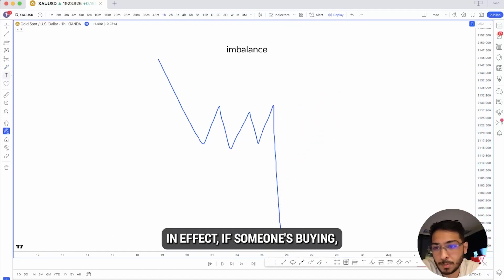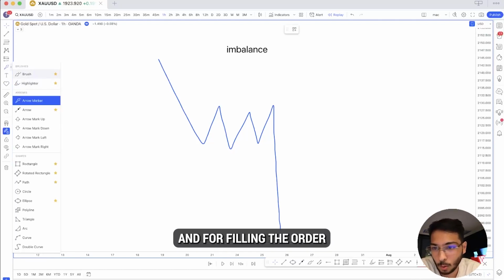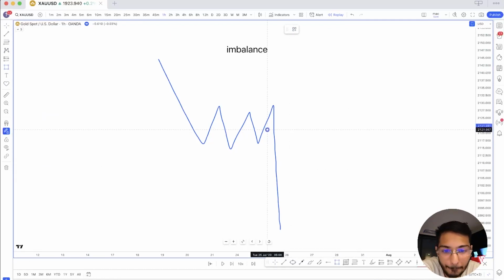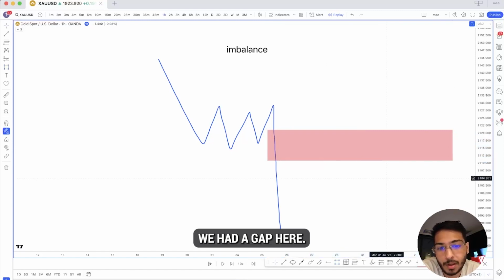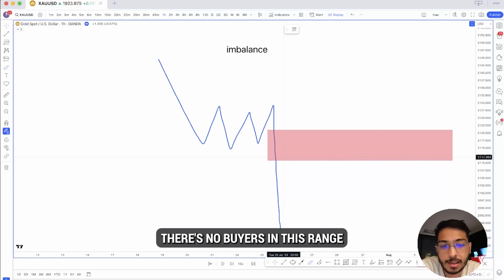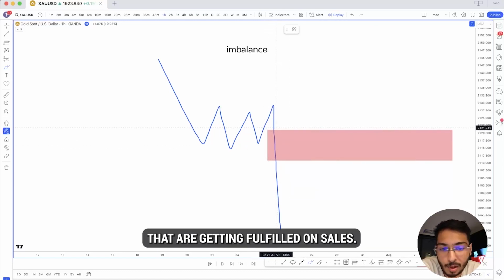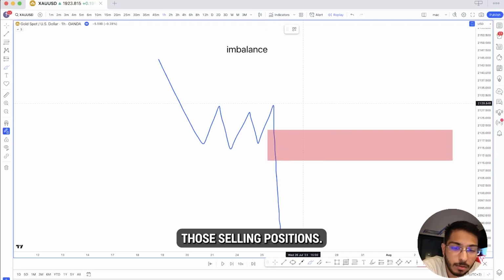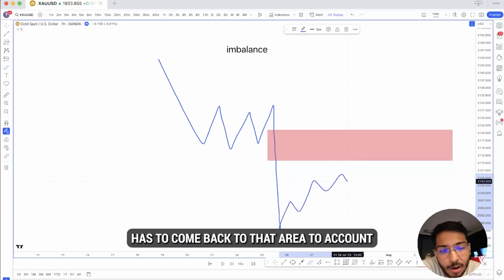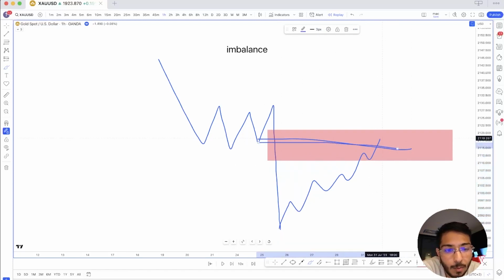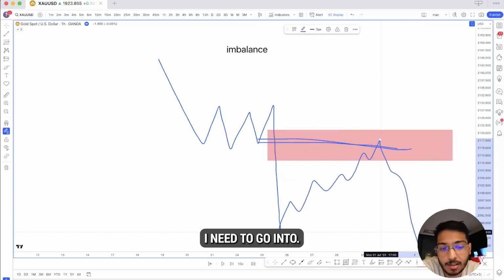In FX, if someone's buying, someone has to be selling and fulfilling the order on the other side. What happens is sometimes we have a void in price, or we have these gaps, right? Let's say, for an example, we had a gap here. What that means is that price is only being offered in one direction. There's no buyers in this range where there's people that are getting fulfilled on sells. There's nobody buying those selling positions. So eventually price has to come back to that area to account for those unfulfilled, inefficient orders before it can continue trending in the direction it needs to go.